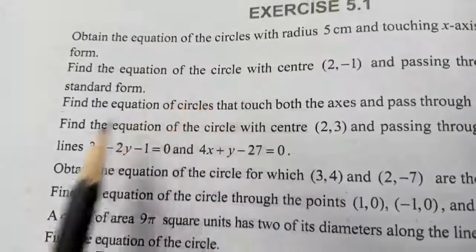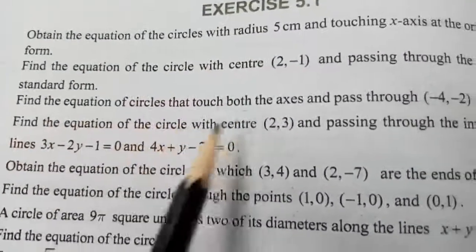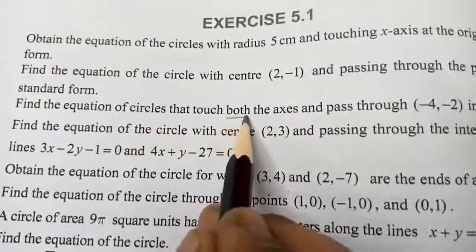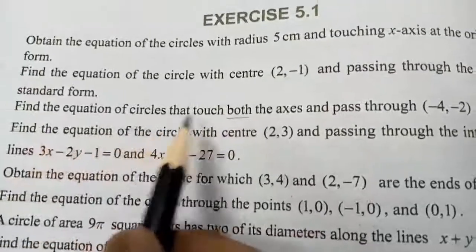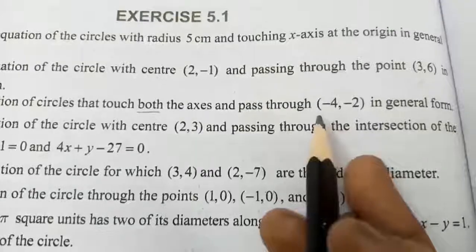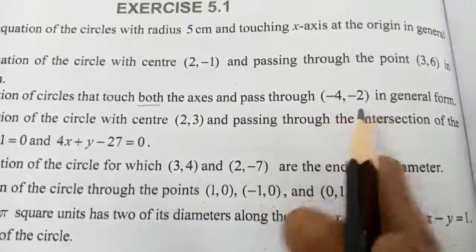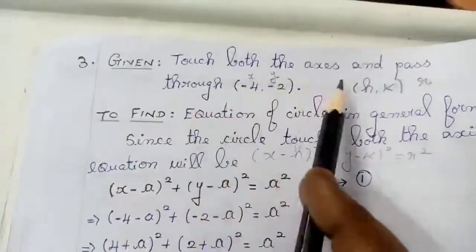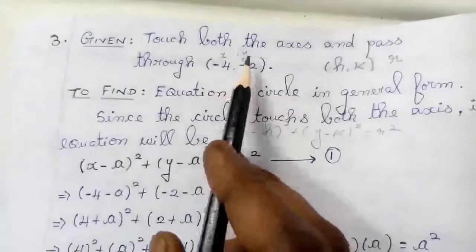Exercise 5.1, third sum. Find the equation of circles that touch both the axes. So just underline the word both, important word. Find the equation of circle that touches both the axes and passes through (-4, -2) in general form. So that is the question they are asking you. In the third question, they have given you that it touches both the axes and passes through (-4, -2).